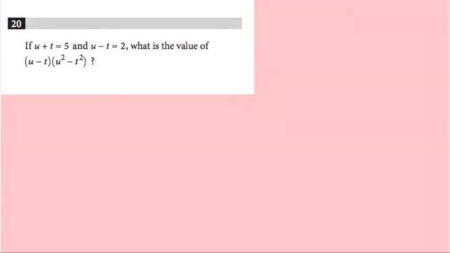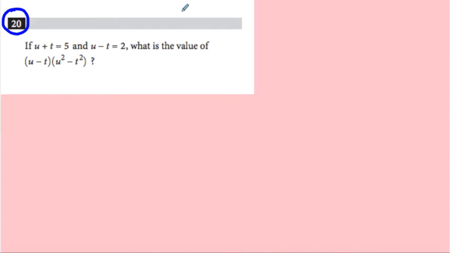All right, so number 20 on that same test, we're on practice test 10, non-calculator number 20. It's usually considered the hardest one on the test, 15 and 20 on the non-calculator part. So if u plus t equals 5 and u minus t equals 2, what is the value of u squared minus t squared? So this is kind of unfamiliar, the way they've asked this question. It isn't the way we'd ask a question in a math class.